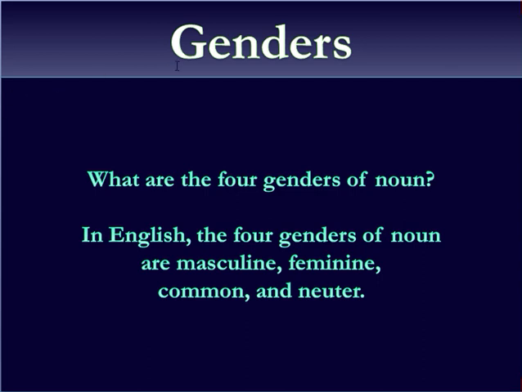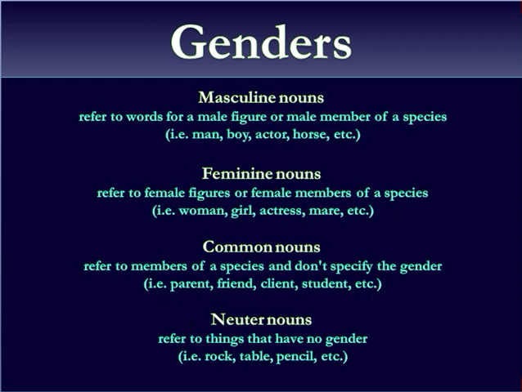So the topic is genders. There are 4 genders of noun. So what are those 4 genders? These 4 genders are masculine, feminine, common, and neuter. So let's see what these are.